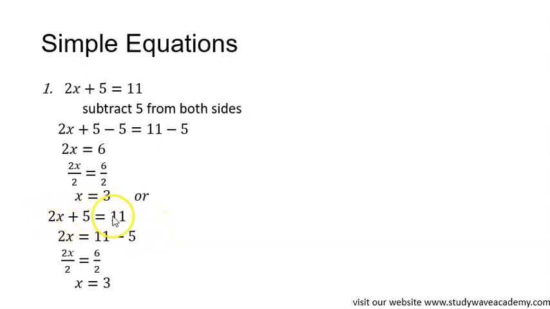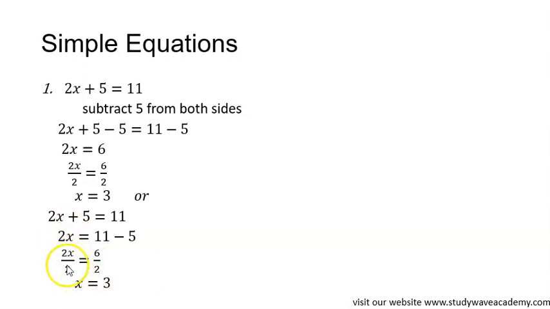So we have 2x plus 5 equals 11. We're going to move 5 over to this other side. So it changes to minus 5. So you have 2x equals 11 minus 5. 11 minus 5 is 6, right? So we're left with 2x equals 6. Now we want to isolate x. We divide both sides by 2. So 2 cancels 2.